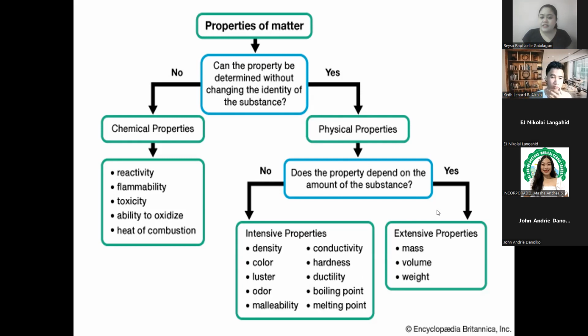Nasabi ko kanina, extensive is dependent kung gaano karami ang substance mo, like the mass. The more na maraming substance, syempre tataas ang mass. Pero yung intensive properties, hindi nagmamatter ang gaano karami yung amount ng substance mo sa property na ito. Kagaya ng odor. Example, may panis ka na kanin. Sa isang kutsara na panis na kanin and isang kaldero na panis na kanin, hindi naman nagbabago ang odor. Ganun pa rin naman ang odor ng panis na kanin. So, kasali siya dyan sa intensive properties. Okay?